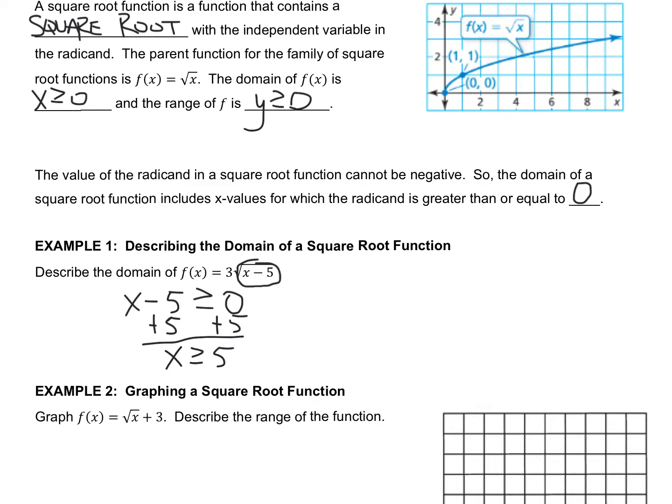And if you think about it, that makes sense, because if this was a 5, this becomes 0. I can do the square root of 0, which is 0, and then multiply it by 3 to get my y value. If it was greater than 5, for example 6, then 6 minus 5 is a positive number. I can take the square root of a positive number and multiply it by 3 to get my y value. So the radicand in a square root function has to be a positive number or 0.